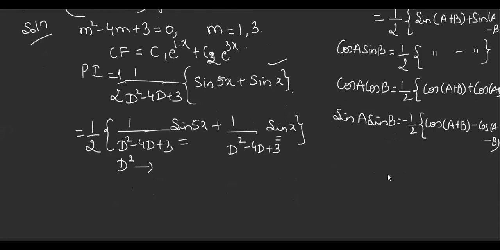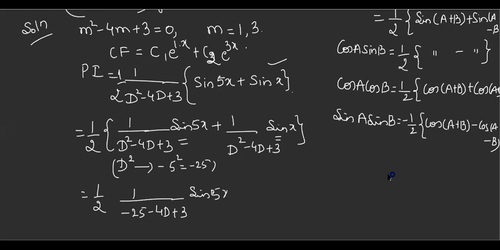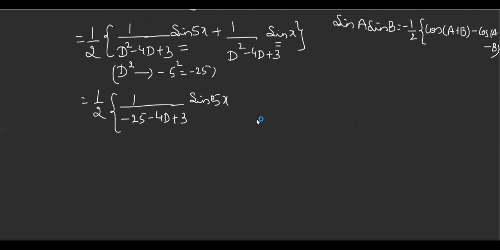D square by which quantity? What is attached to x here? 5. So minus D square is minus 25. Let us do this for the first term. So 1 by 2, 1 upon minus 25 minus 4D plus 3, operating on sine of 5x. I'll take only the first term and explain. That will be better, I guess.